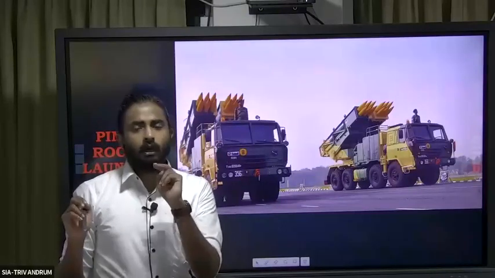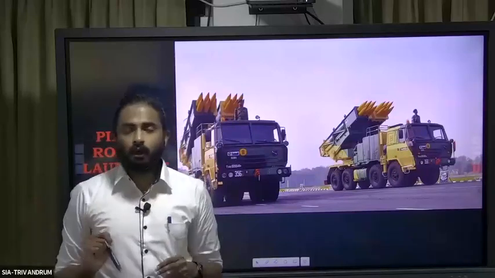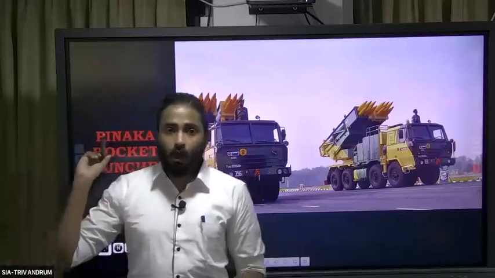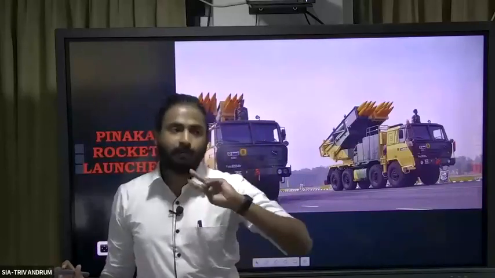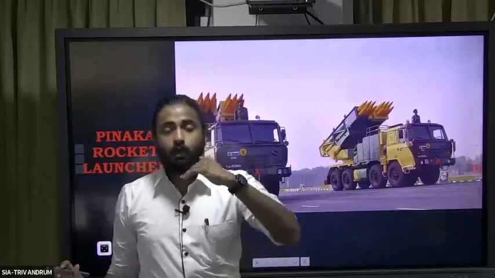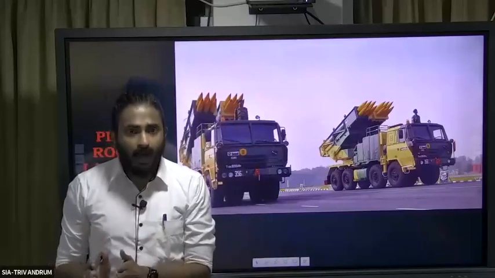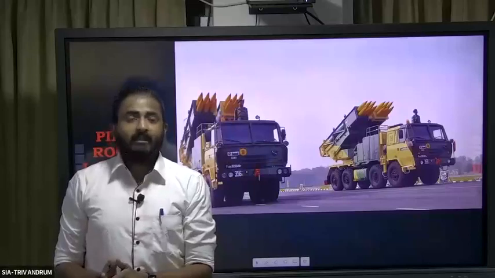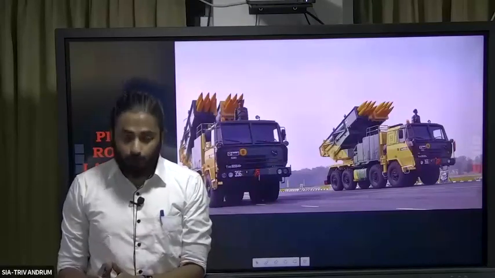We have guns and all which is short range. Like if we have a close battle, we will not use Pinaka rocket launcher. These rockets are used as long range artillery. We can target 45 kilometers or up to 75 kilometers. There are two versions of Pinaka, I'll tell you. Even up to 75 kilometers, we can target using this Pinaka rocket launcher. So it is a multi-barrel rocket launcher. It can fire 12 rockets simultaneously over a period of 44 seconds.